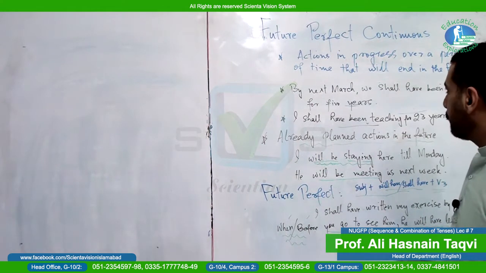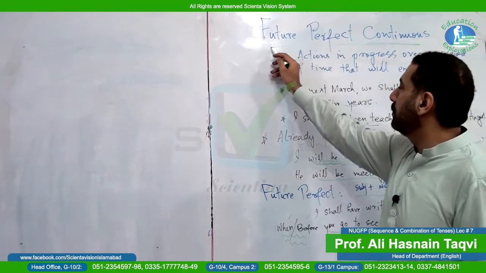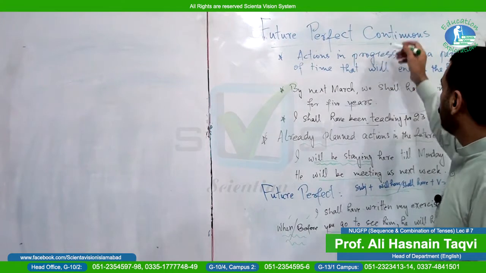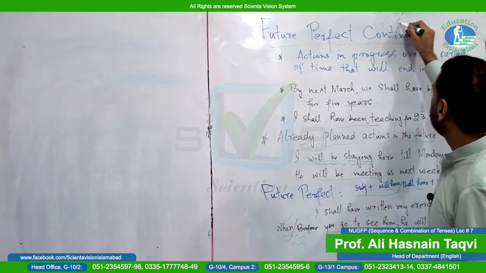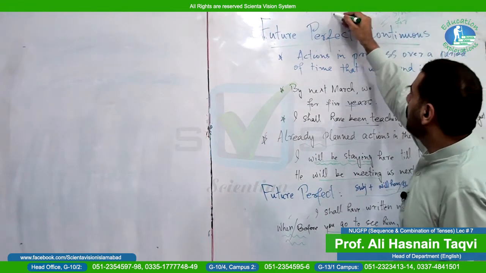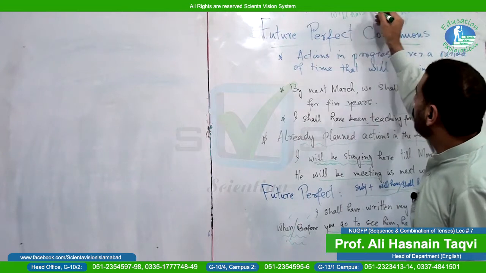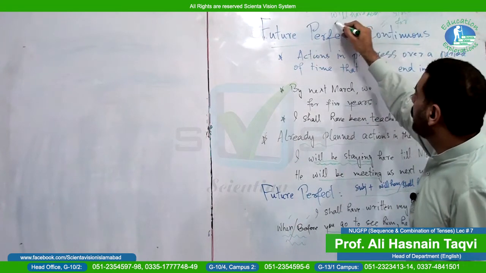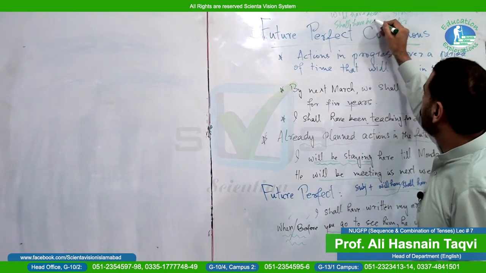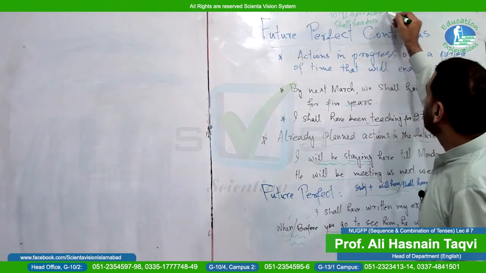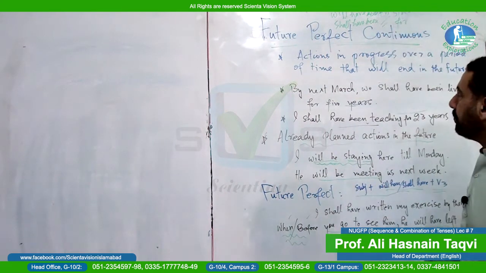And the last tense, future perfect continuous. Like all perfect continuous tenses, it requires the use of since, for. Before that, it is like will have been, shall have been, plus V1 plus ing and since, for.